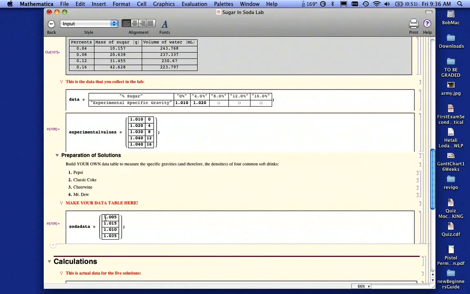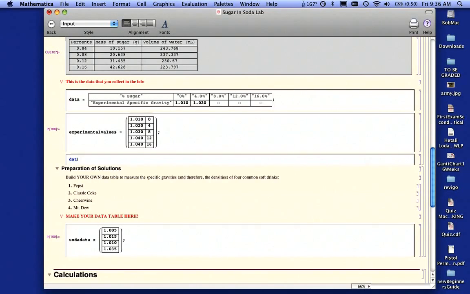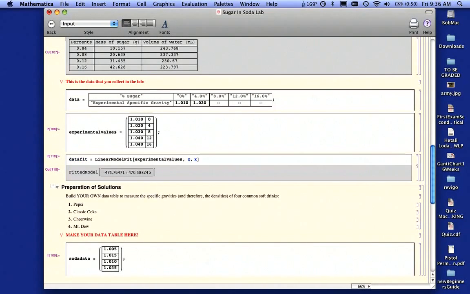Okay? What I want to be able to do is say 1.005 corresponds to what percentage of sugar. Okay, now, to be able to do that, what I have to do is do what's called a data fit. I'm going to do a y equals mx plus b equation. So I'm going to do a linear model fit on my experimental values, and I'm basically doing the fit on x. So I get a fitted model here.